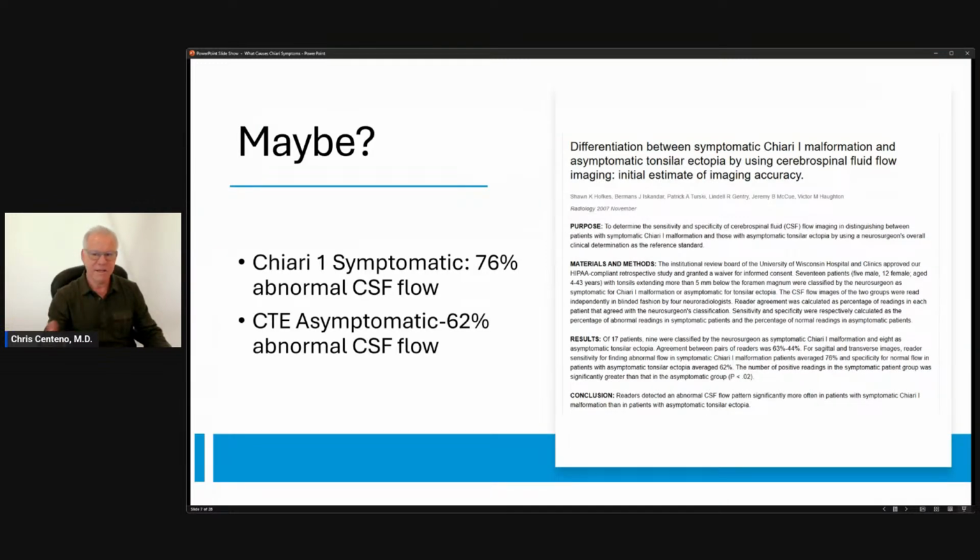Now, this study is a little more convincing, but the problem is they compared Chiari 1 to CTE, and this difference for abnormal flow is pretty measly, right? It's not like the CTE asymptomatics had 5% abnormal flow, and the symptomatic abnormal flow for Chiari 1s was 76%. There's only about a 14-point difference here. So not a super convincing study that CSF flow, due to the stopper effect, is causing symptoms, and even less convincing because they took Chiari 1 and compared it to CTE. So they really needed to take Chiari 1 symptomatic versus Chiari 1 asymptomatic. That would have been a better determination, like the other guys did.